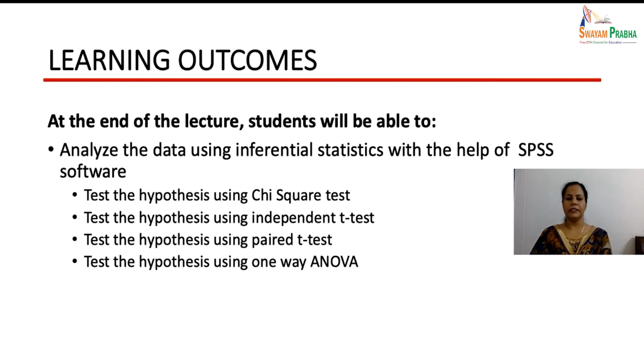So under this, you will be able to test the hypothesis using chi-square test. So chi-square test, particularly where I talked to you that when we are having the data in the categorical variables, then we will also be analyzing the independent t-test using SPSS software, then testing the hypothesis using paired t-test. I hope you remember independent t-test and paired t-test, and then testing the hypothesis using one-way ANOVA.